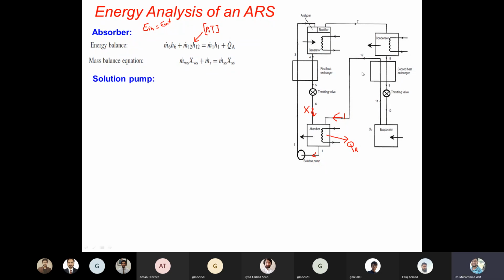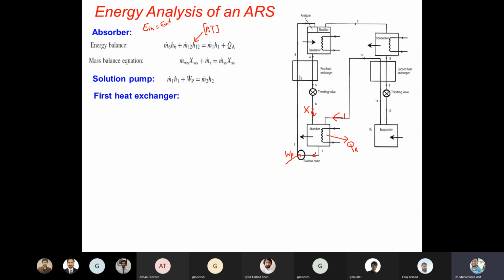And similarly, we can have the energy balance. The mass remains constant, I mean, whatever mass is entering the pump, the same is leaving. So no need for the mass balance for the pump, but we can have the energy balance. What input are we giving? We are giving work input to run the pump. So what will the energy balance be for that? M1 H1 plus the WP is equal to M2 H2, right?